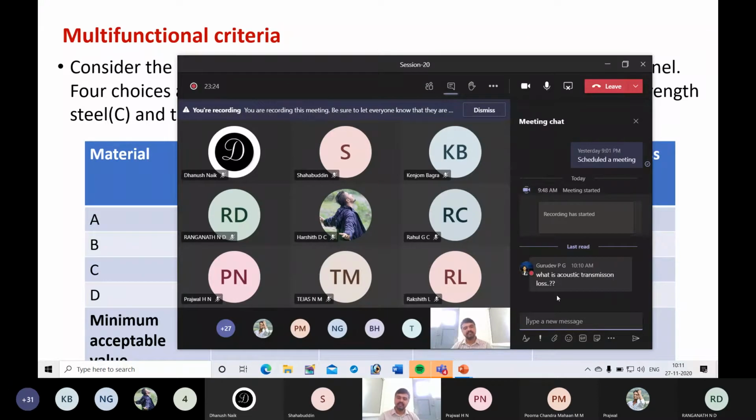So that is the acoustic transmission. It is the transmission of noise. Noise loss, it is a favorable condition.